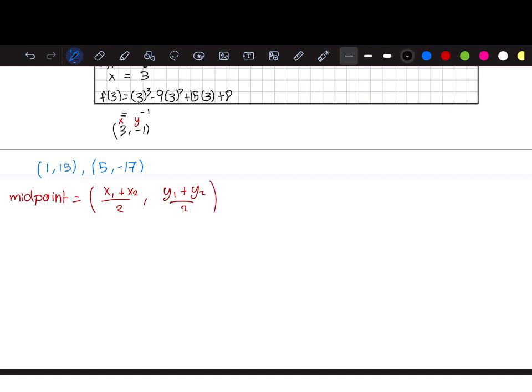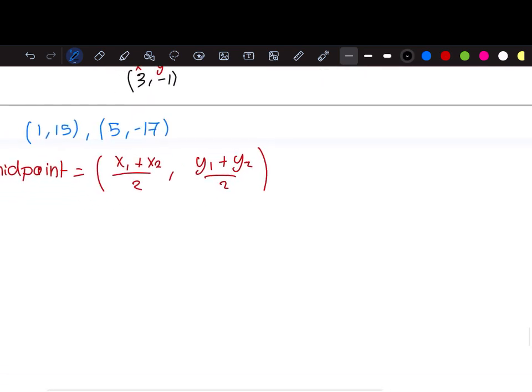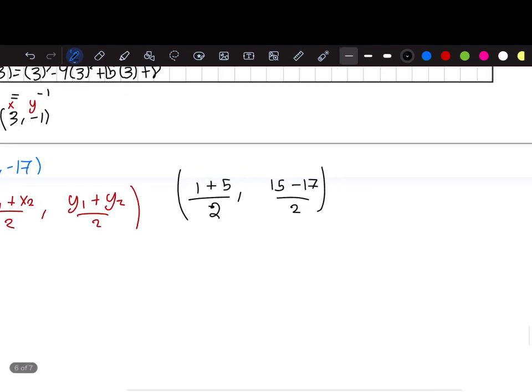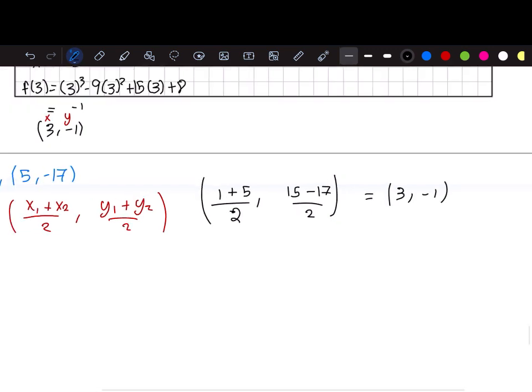So if I use this, what I end up with is x1 is 1, and then I add on my x2, which is 5, divide that by 2. Do the exact same thing for the other point. So I've 15, and then I minus 17 because it's plus minus 17. Divide that by 2. Figure that out. 1 plus 5 is 6. Divided by 2 is 3. 15 minus 17 is minus 2. Minus 2 divided by 2 is minus 1. So you can see I got the exact same point as I did before.